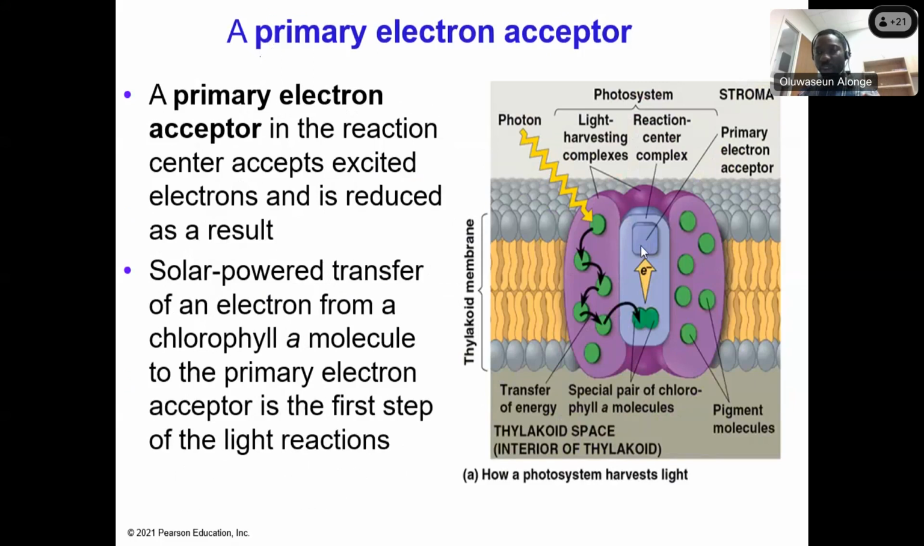Now, the primary electron acceptor is here. A primary electron acceptor in the reaction center will accept the electron that was excited from the chlorophyll A and become reduced, eventually leading to NADPH, right? So the transfer of an electron from a chlorophyll A molecule to the primary electron acceptor is the first step of the light reaction. So here is the first step of the light reaction, when the electron is released here and the electron reduces the electron acceptor.